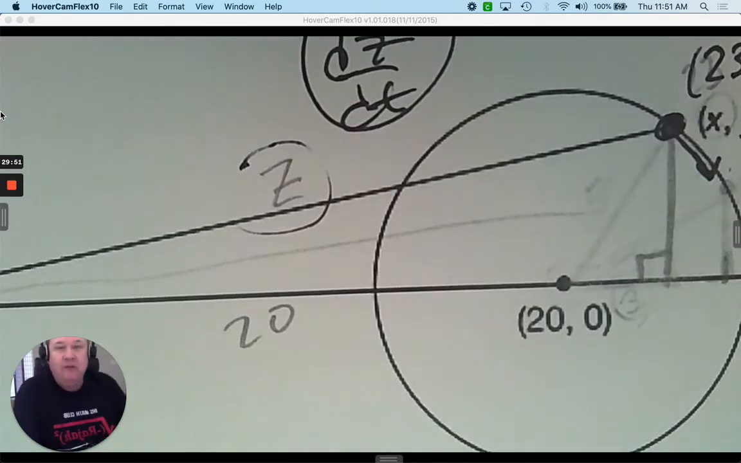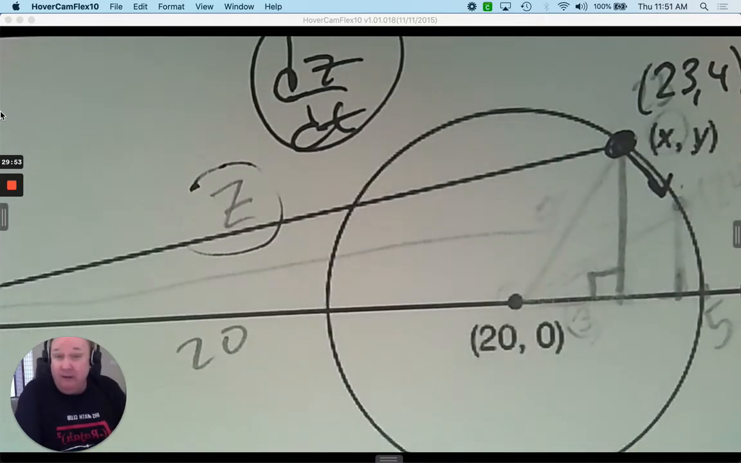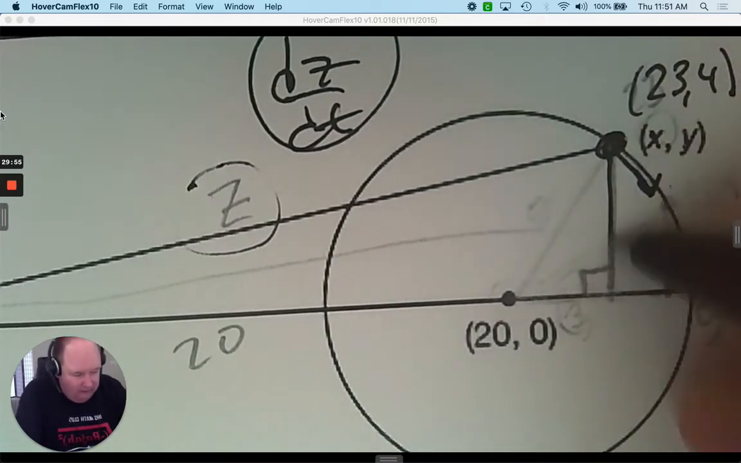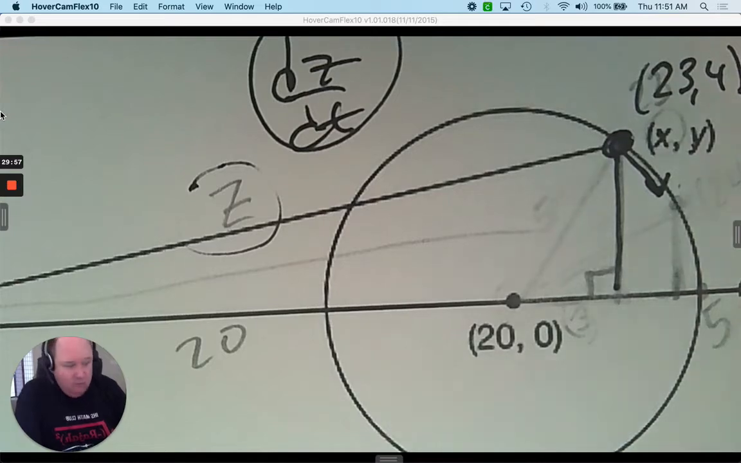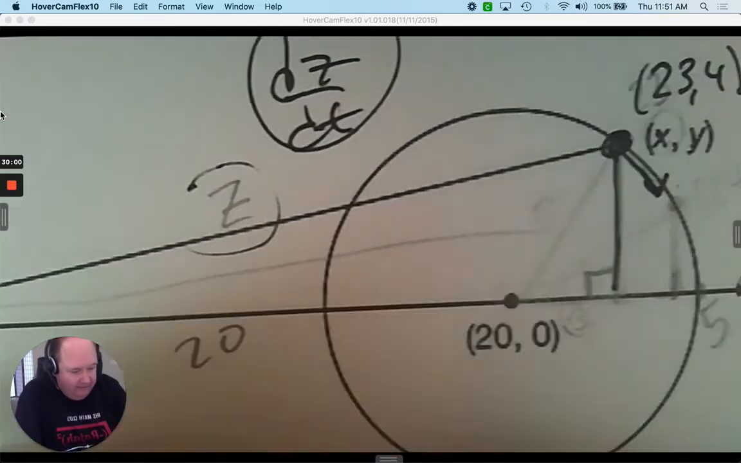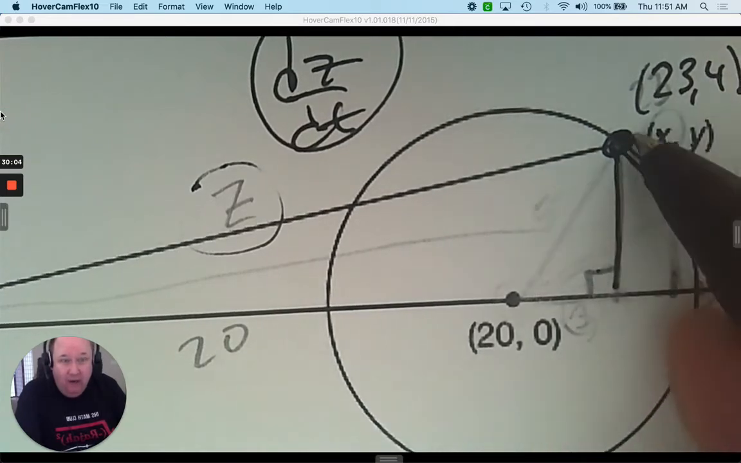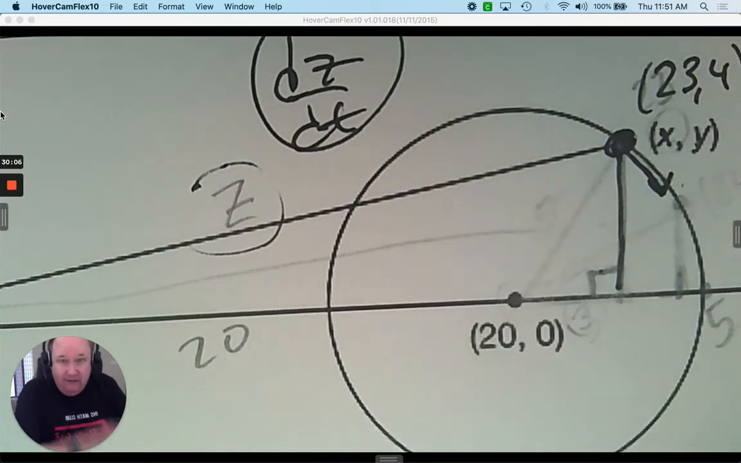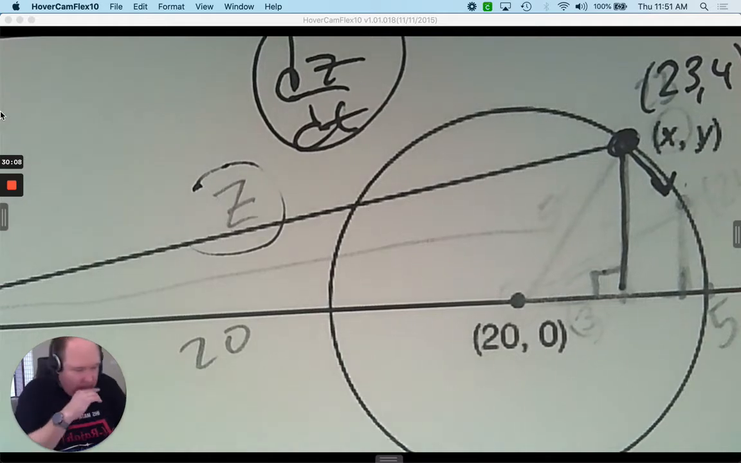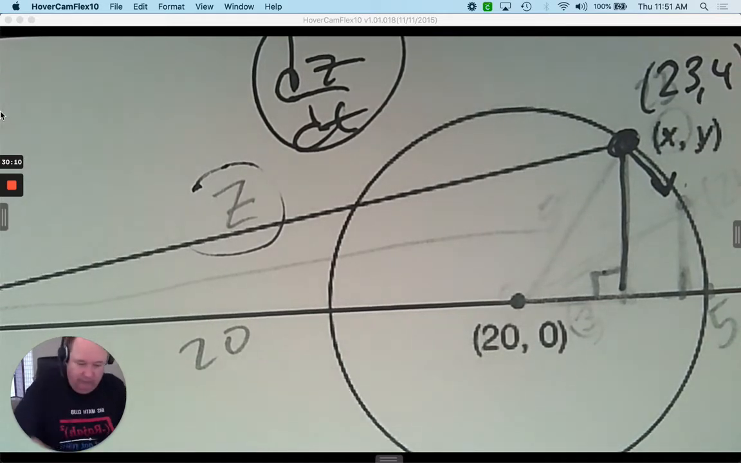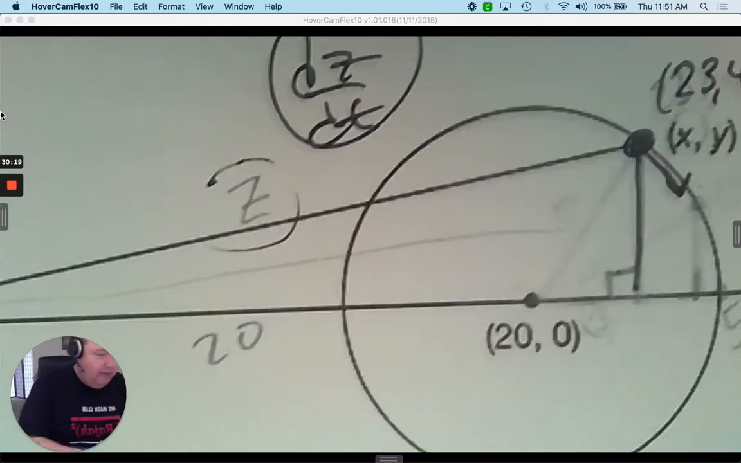I want to see a relationship here where I can create an equation. And so I created a right triangle. I have this whole thing. I got the x, which is 23, the y, which is 4, and z, which I could find too if I need to, using my calculator. So this is what I'm going to write down, the Pythagorean Theorem.